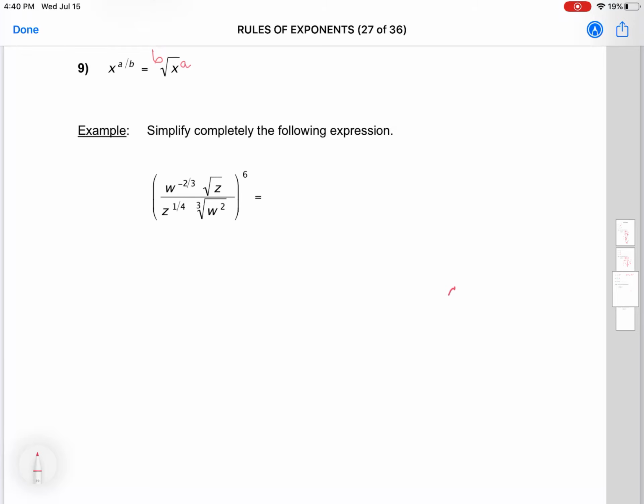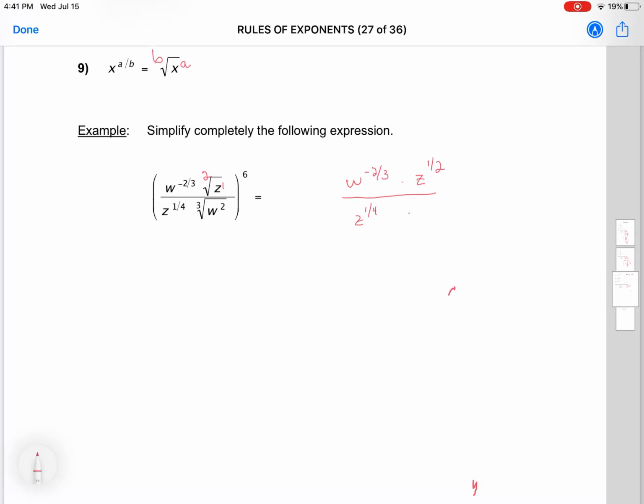I have some roots in here, so perhaps I should take care of that first. Square root of z in the numerator. That's like square root of z, same thing as square root with a 2 and z to the 1. So that's really like w to the minus 2/3 times z to the 1/2 all over z to the 1/4.